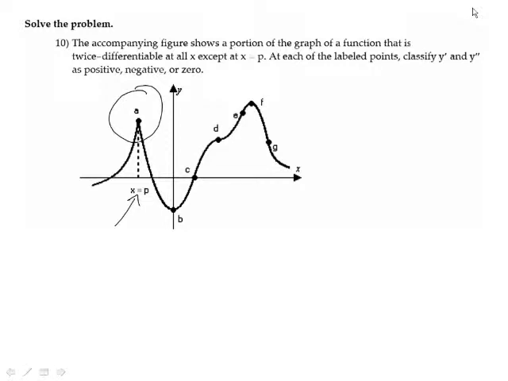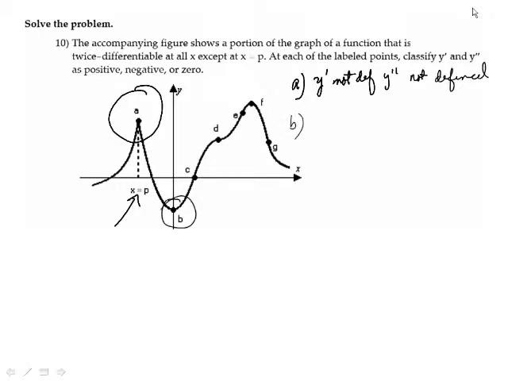Now, first point, A, is easy. We would say the first derivative is not defined, and the second derivative is not defined. But at point B, we look at that point and that looks like a local minimum, so the first derivative would be 0. And since it looks to me like it's concave up, the second derivative has got to be more than 0.